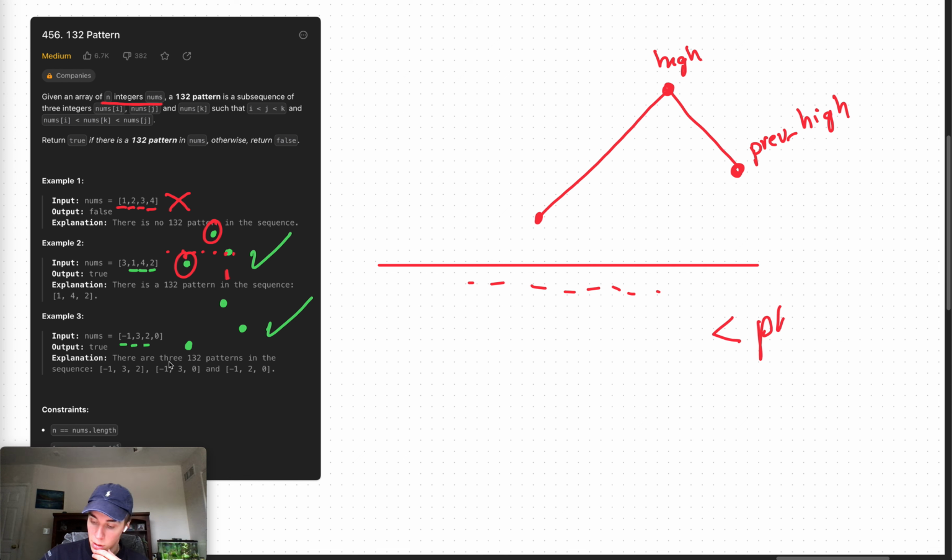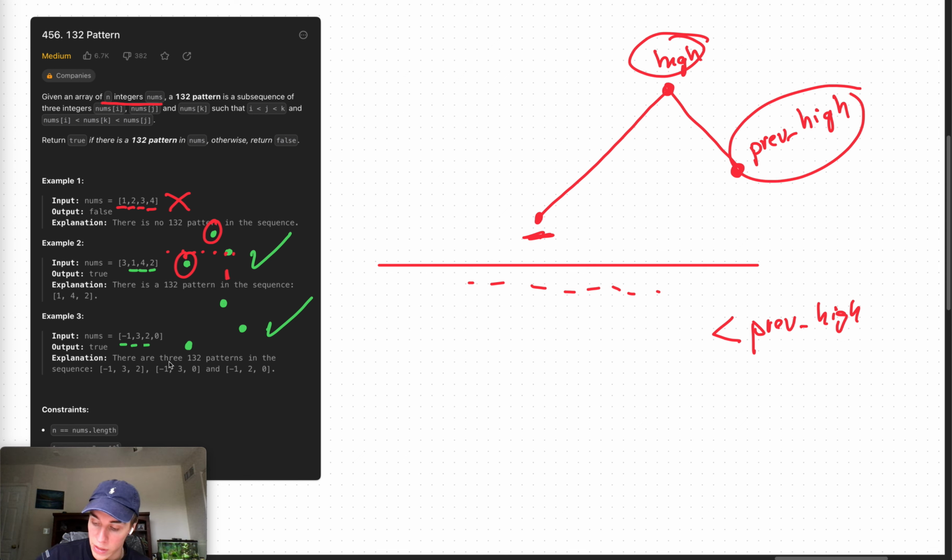the previous high, then we could essentially say that we found an element that is less than high and previous high. And the reason why we know that this high would be further down the line from the right than the previous high is because previous high is only set when a new high is found, right? So I think that should be the way that we go about it.